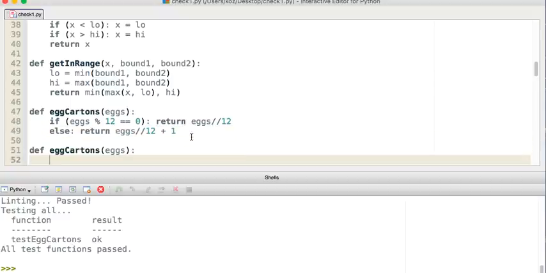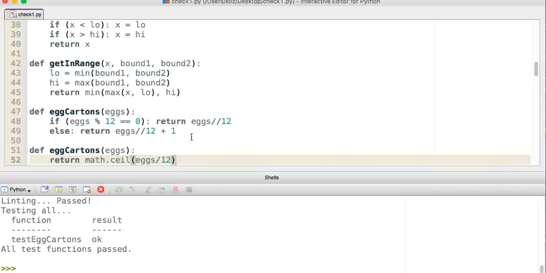And if you think about it, what you want to do is divide eggs by 12. Now, what you want to do here is, if that's an integer, just return it. If it's not, you want to return the next larger integer. And there's a function in math that does exactly that. It's called math.ceil for ceiling.